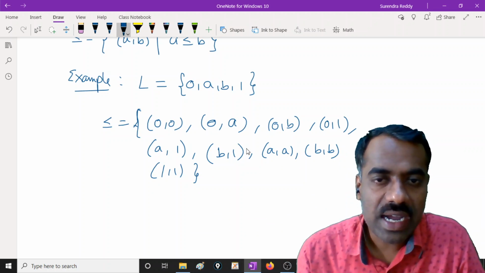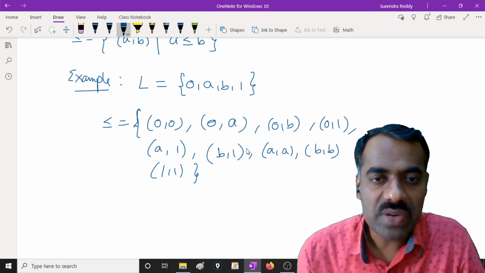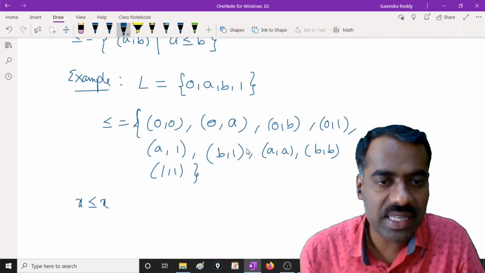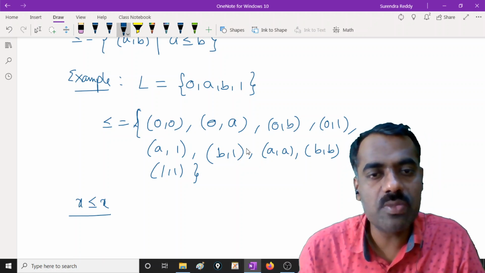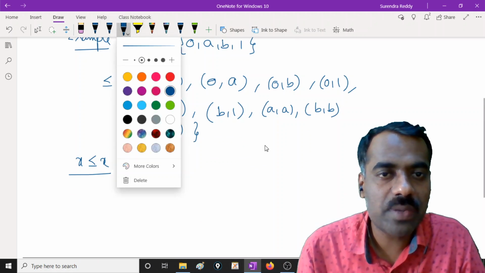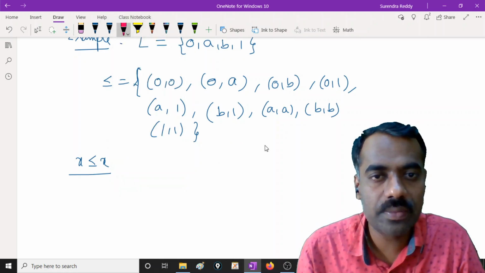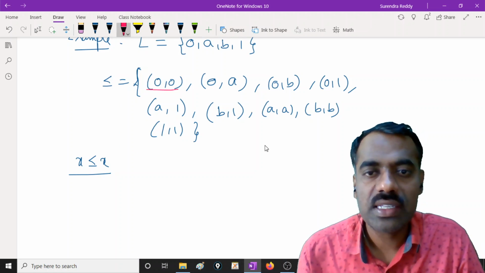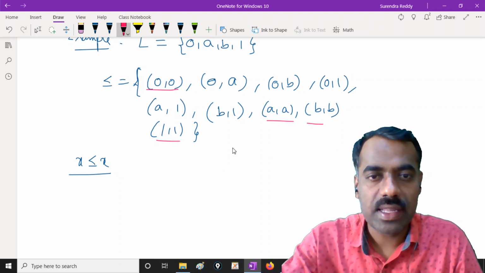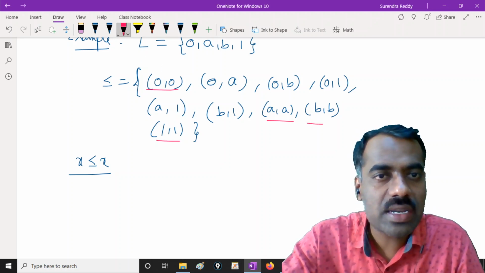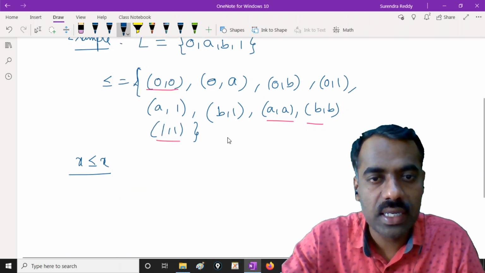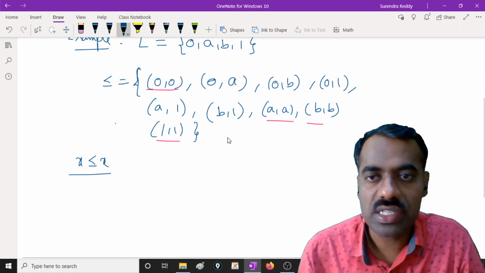But because it is a poset, we need not write these elements. These are all understood, because as a poset we know that x is always less than or equal to x, so we will try to remove such elements. That means we don't represent them; it is not necessary, so we omit them. Similarly, we omit such elements here. Fine.